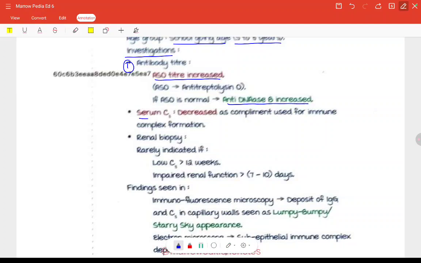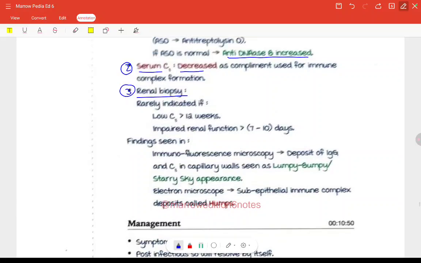Now the serum C3 decreased as the complement is used for the immune complex formation. So serum C3 will be decreased. If we do the renal biopsy, but it is not indicated, right? It is rarely indicated. These are the conditions when renal biopsy is indicated, like if C3 is low for more than 12 weeks and impaired renal function for more than 7 to 10 days.